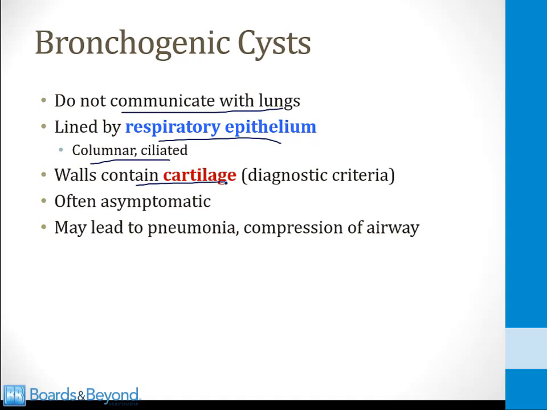The walls contain cartilage. That's one of the diagnostic criteria if a bronchogenic cyst is removed surgically. They're usually asymptomatic. Radiologists find these all the time when someone has a chest scan for another reason, but in rare cases, they can become infected and lead to pneumonia, or if they're really large, they can compress the airway.